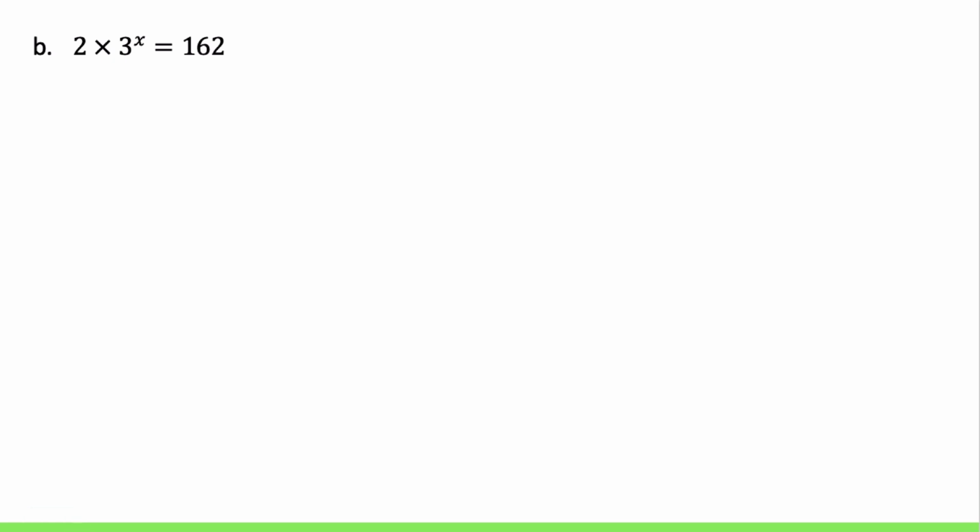We'll try that same idea here. I can see that there's a base of 3, and I'm wondering, can I write 162 as a base of 3? Probably not yet, but what I can see is I first need to get rid of that 2 anyway. So I'm going to divide both sides by 2 first, and then I'll think about the base of 3. So 162 divided by 2 is going to be 81, and can I write 81 as a base of 3? Which I can. That should be 3 to the power of 4. Now I can easily equate the powers, so that'll be x equals 4.